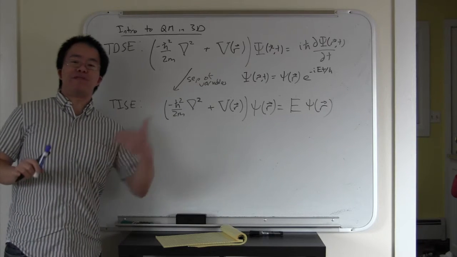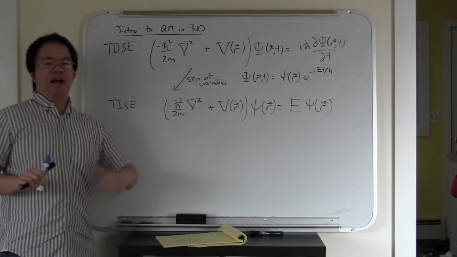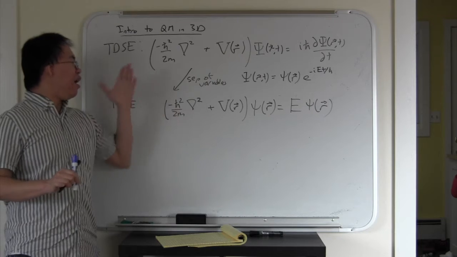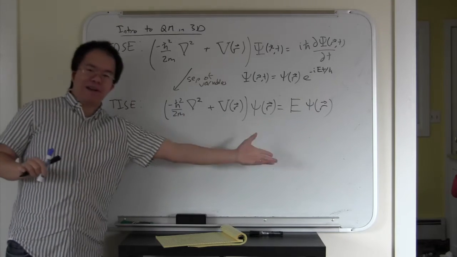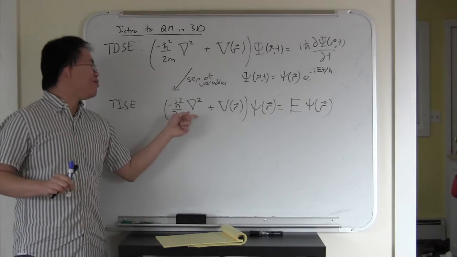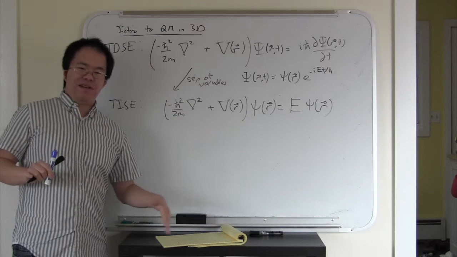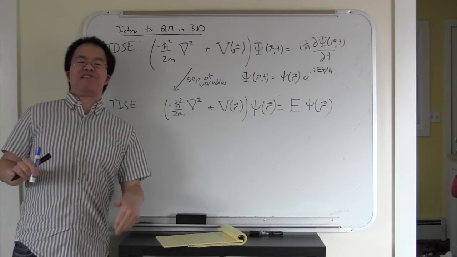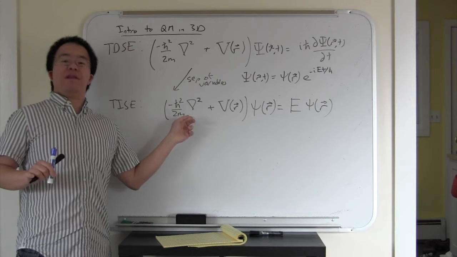So in conclusion, there's really not too much of a change going to 3D, other than everything depends on x, y, and z, and we replace the second derivative with respect to x in the Hamiltonian with the Laplacian.